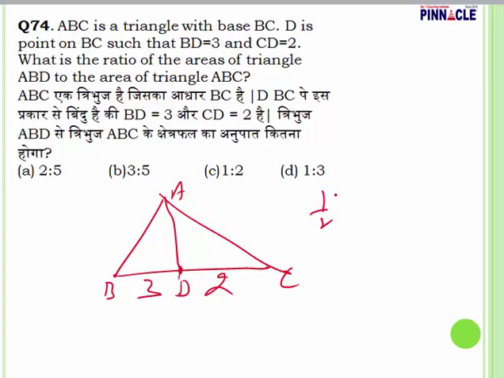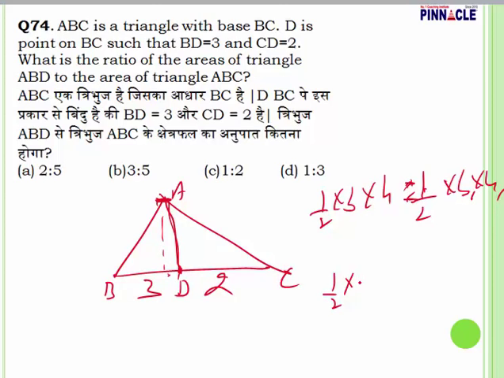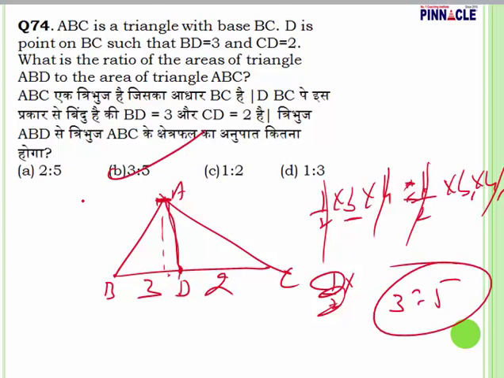So, what is the area? 1 by 2 base into height. The height in both the cases is the same. So 1 by 2 into base. You can cancel 1 by 2 with 1 by 2, and height also cancels. So the base ratio is 3 for ABD, and for the total ABC the base is 5. So 3 is to 5 would be the ratio of the areas also.